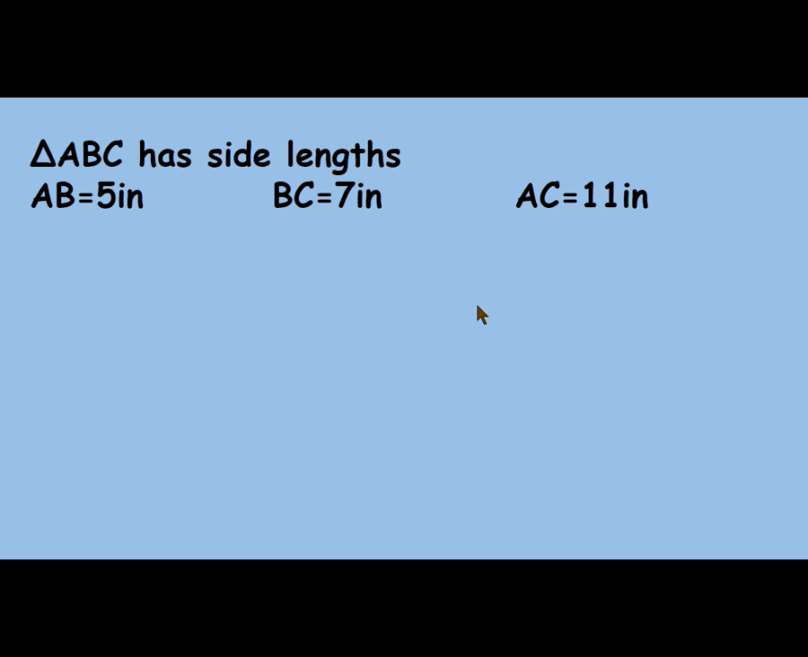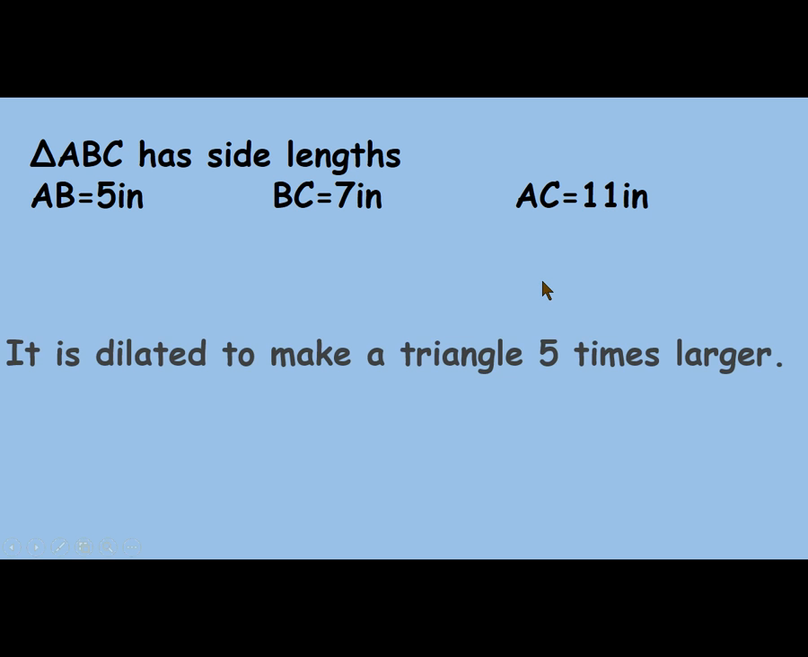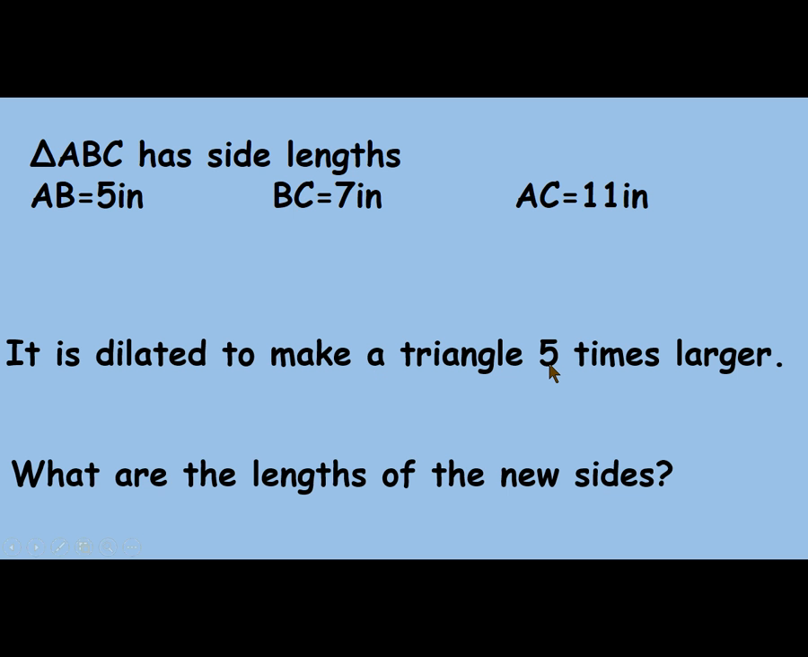We can talk about the side lengths without graphing it as well. Here, if we're told the original lengths of the sides of a triangle, triangle ABC has 3 sides. Side AB is 5 inches, side BC is 7 inches, and side AC is 11. If we took this triangle and performed a dilation to create a triangle that's the same shape but 5 times larger, what would be the lengths of the sides? Really simple. We're going to take the lengths of the sides of the original triangle and simply multiply by 5.